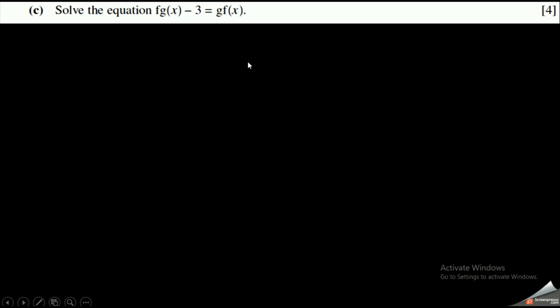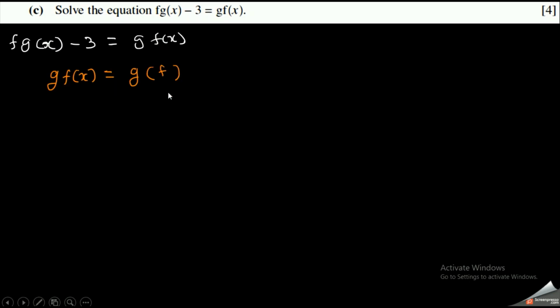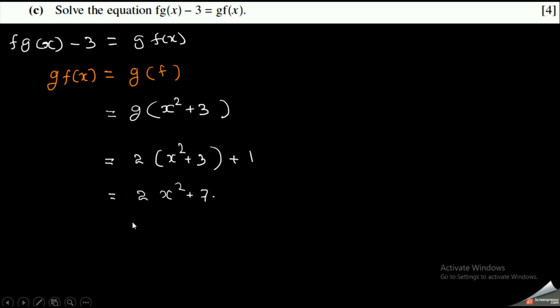Now next part of the question, you have to find g f(x) as well, because fg(x) minus 3 is equal to gf(x). We have to solve this equation. Now we look at this. gf(x) is equal to this. In the function g, you apply f, right? 2 times (x squared plus 3) plus 1, right? Then this is 2x squared plus 7.